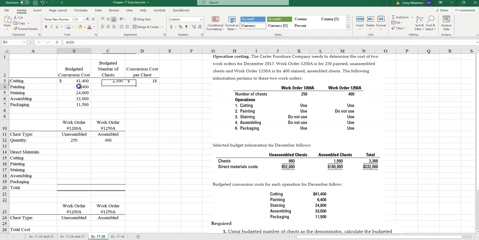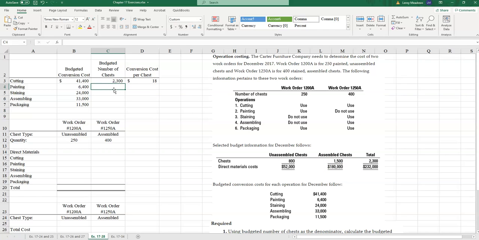Now let's look at the painting department. Will I use the painting department for one, both or none of the chests? Well, we're told here that work order 1200A, which is associated with unassembled, will use the painting services or the painting operation, but the assembled ones do not. So, what are we going to do here? Well, I'm going to take my $6,400 of painting conversion costs and divide that only by the number of chests that are going to pass through that operation. And only the unassembled chests pass through the operation. So the assembled chests do not.